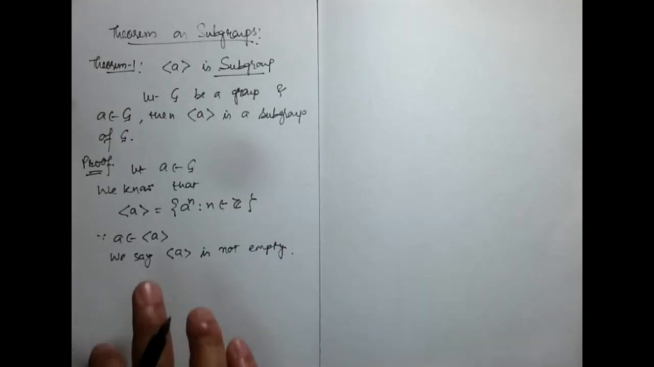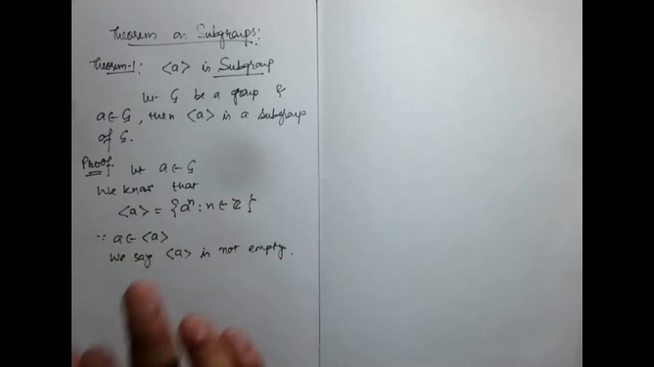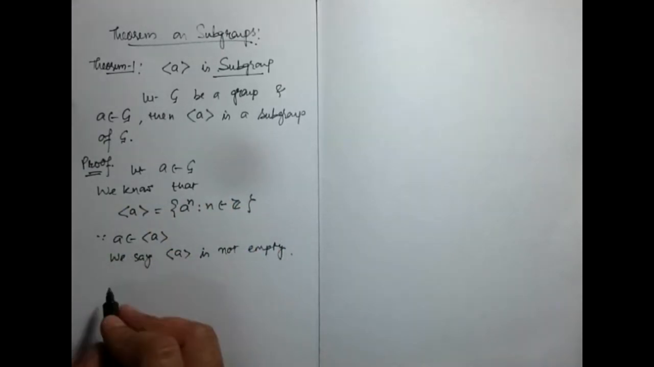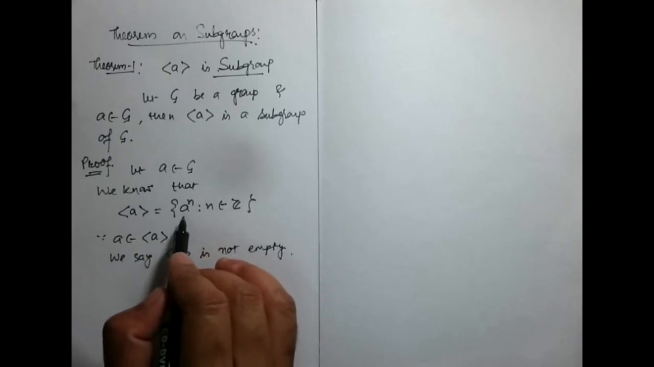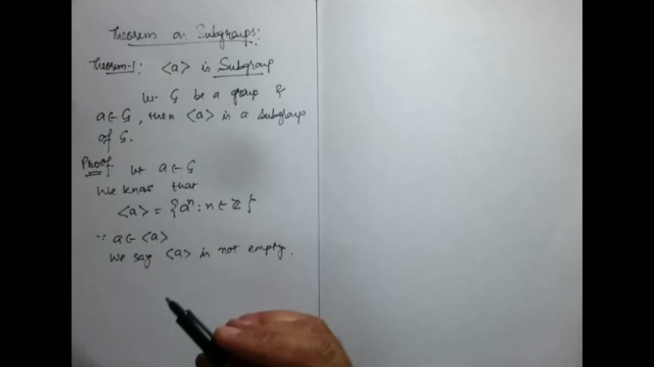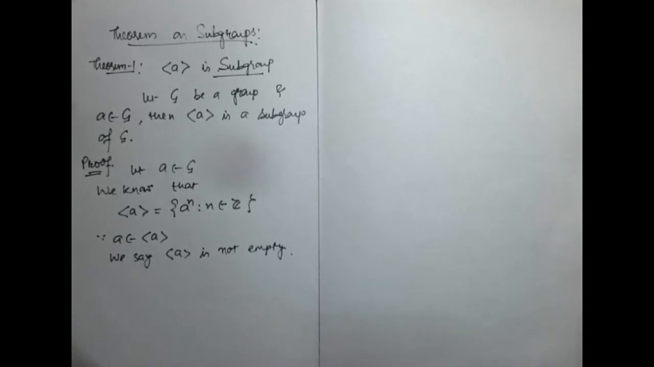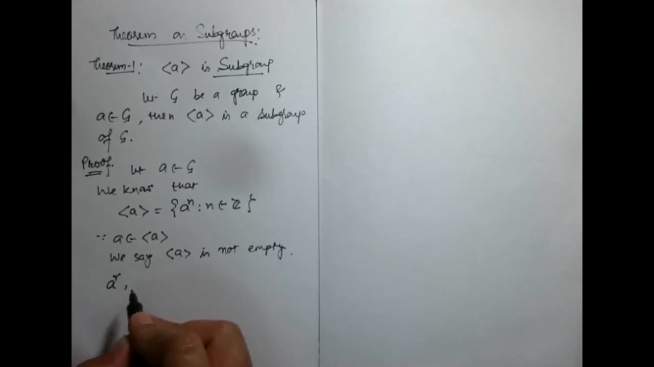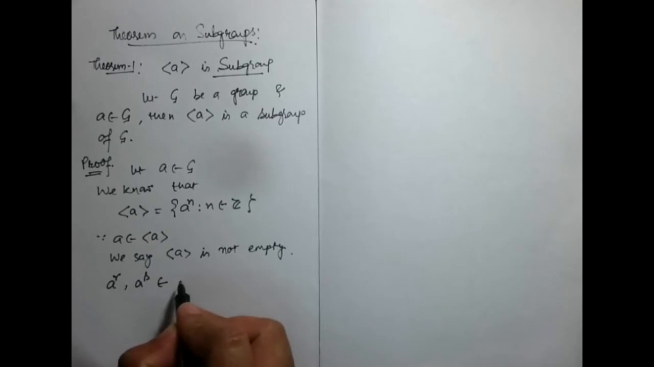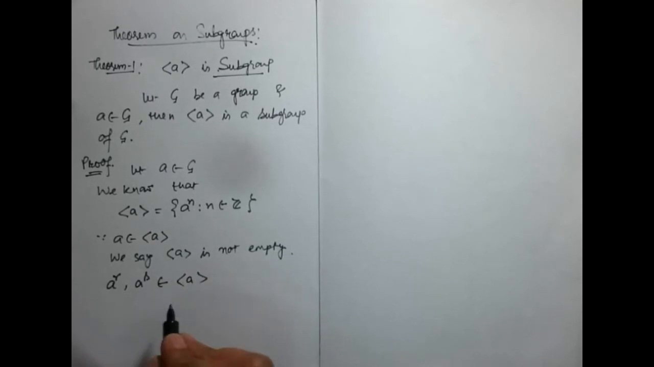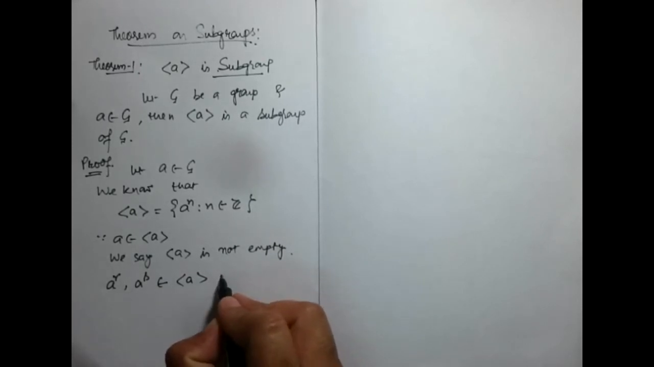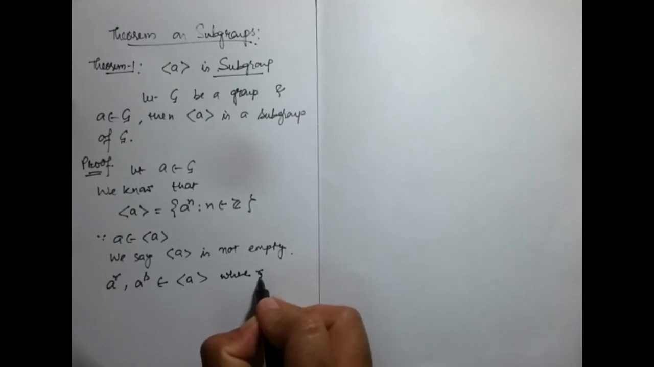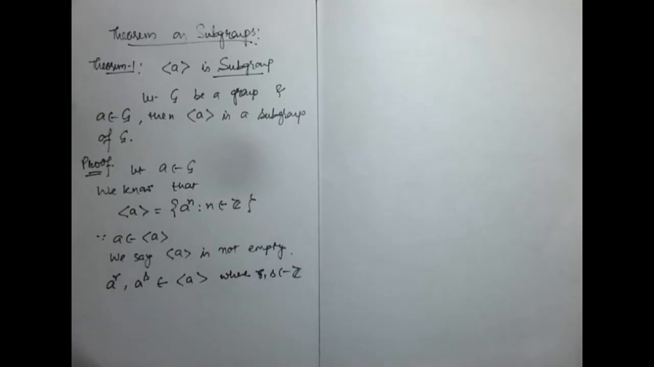इसमें हमें शो करना है कि this ⟨a⟩, that is this set, forms a subgroup. This is non-empty. तो इस सेट में कैसे एलिमेंट होंगे? a square, a cube and so on, a to the power r, a to the power s टाइप के एलिमेंट होंगे। तो दो एलिमेंट मैं इसके ले लेता हूँ। Suppose a^r, a^s belongs to ⟨a⟩, where r, s belongs to Z.